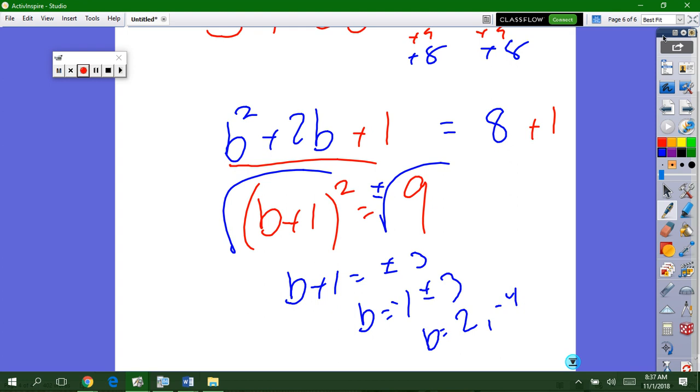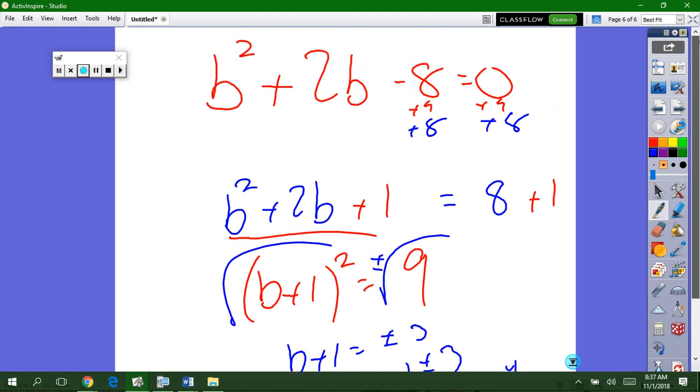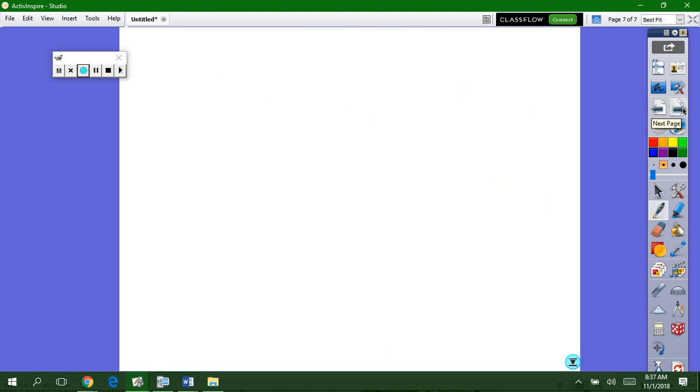Let's go back up to our very beginning really quick. If I factored this, this would be b plus 4 times b minus 2. What value makes those 0? Negative 4 and 2. Look, it's a whole different way to get the same answer. Kind of cool, huh? Okay. Let's do a harder one, shall we?